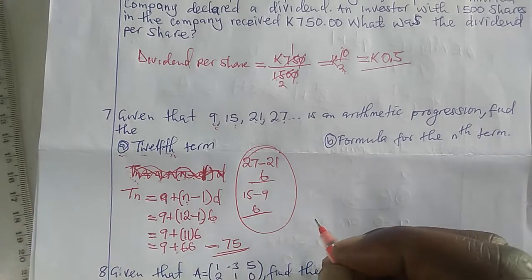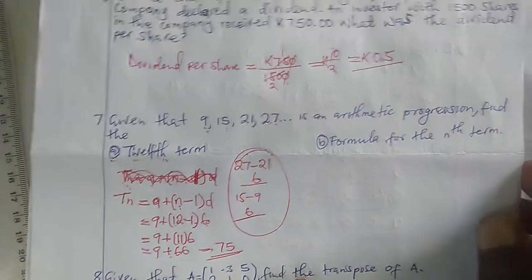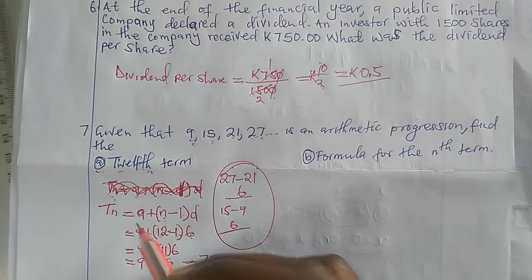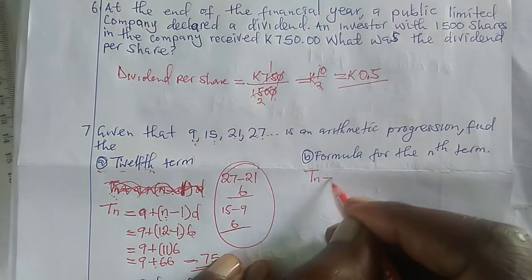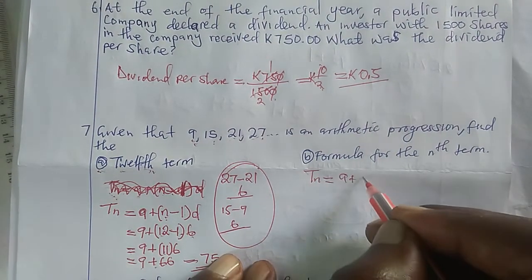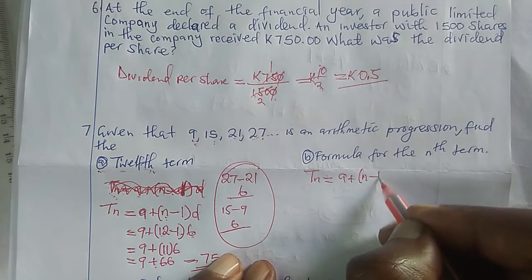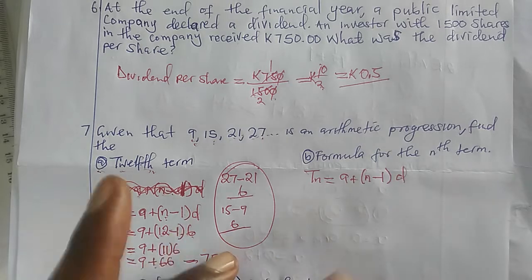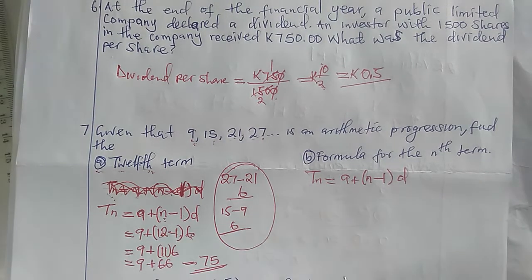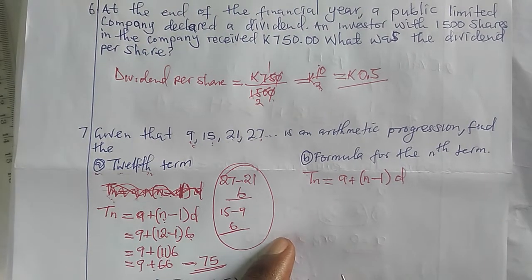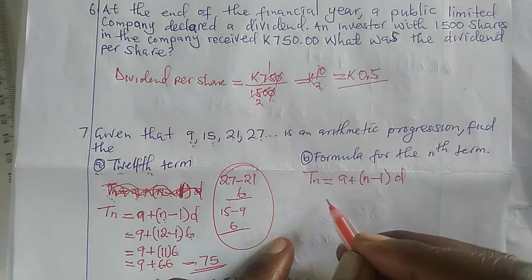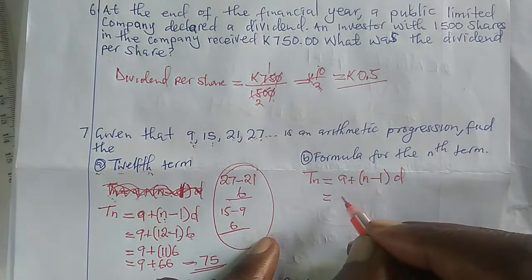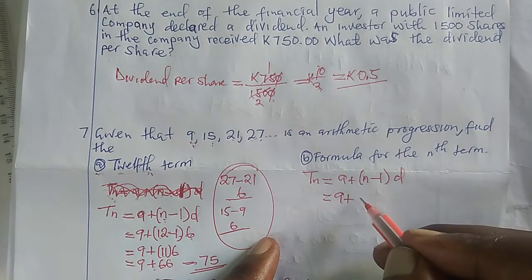Now we are asked to find the formula for the nth term. To do this, we are going to use the formula again, which is Tn is equal to A plus (n minus 1)D, where D is the common difference. Next we replace these by their actual values. A is the first term, which is 9, so we write 9 here, plus, then n.